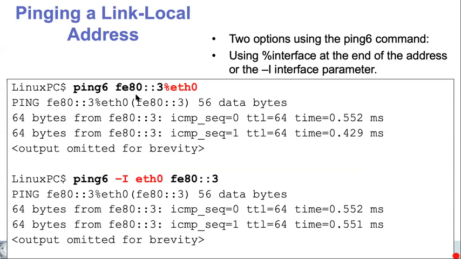There's actually two ways I can do it in Linux. I can do percent eth0, or I can use ping6 with the -i interface parameter, specify eth0, and then just give the link local address. Both of these will give me the same thing.